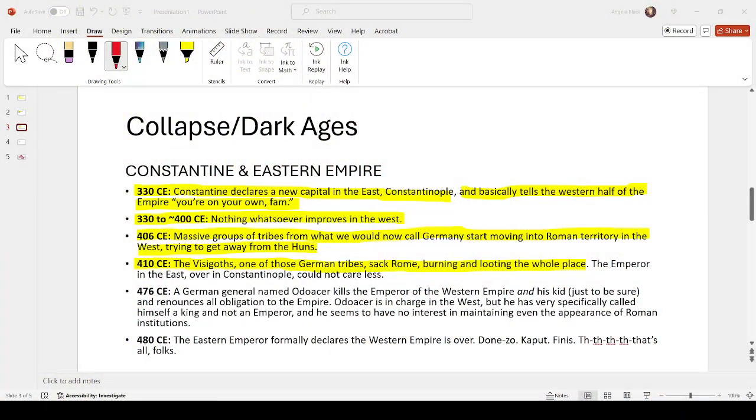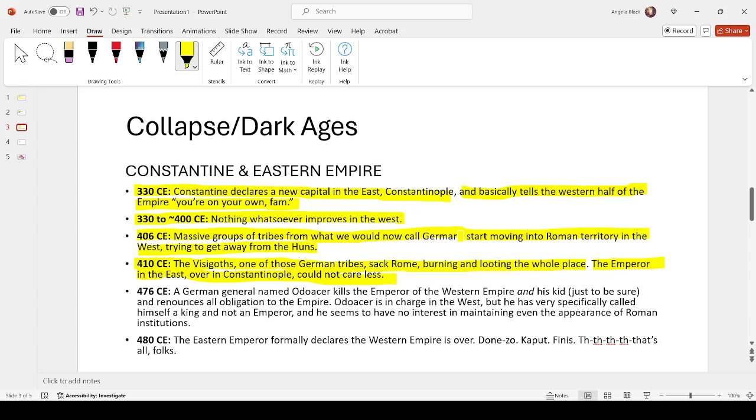So, yeah, this is not good. Obviously, or maybe not so obviously, the Eastern Emperor over in Constantinople could not have possibly cared less because it wasn't affecting the taxes he was collecting. And it definitely wasn't doing anything to help him with his war with Persia.